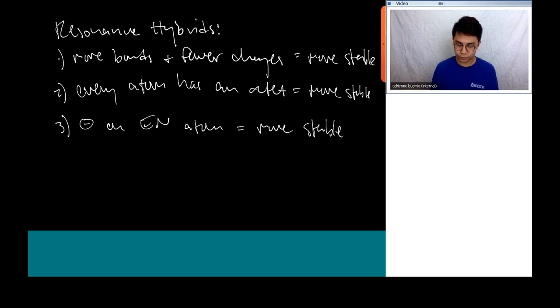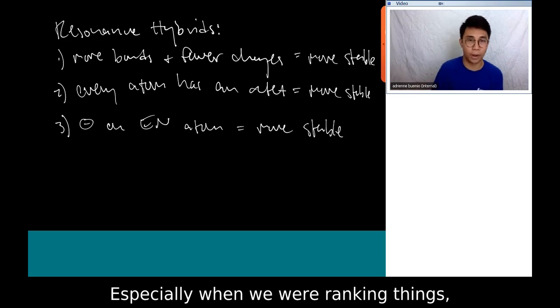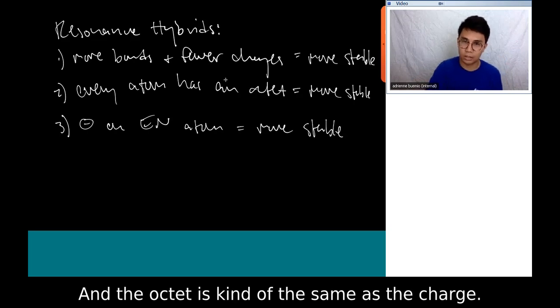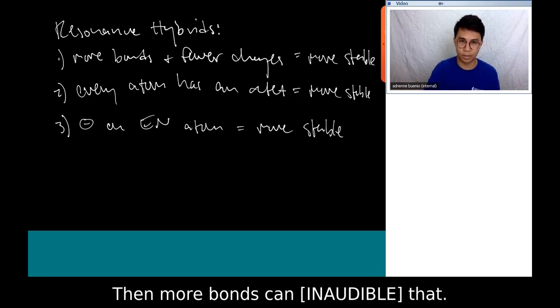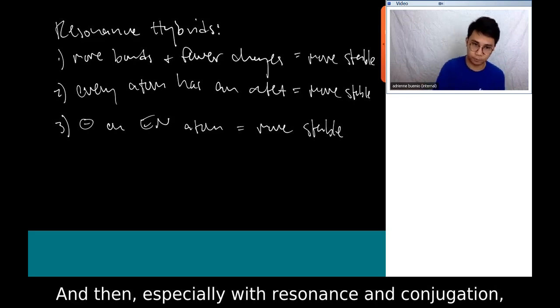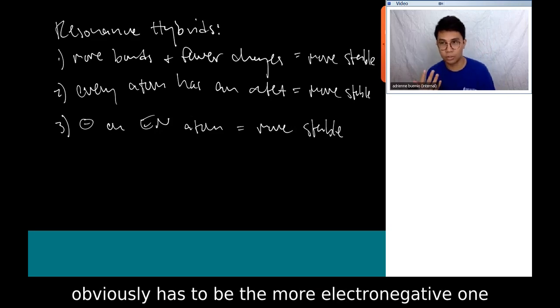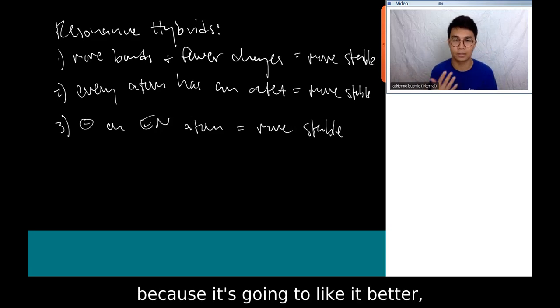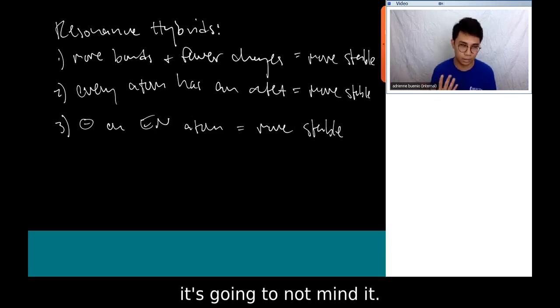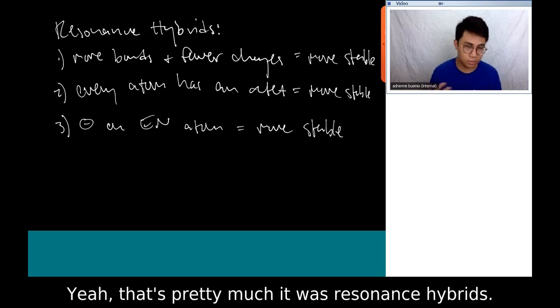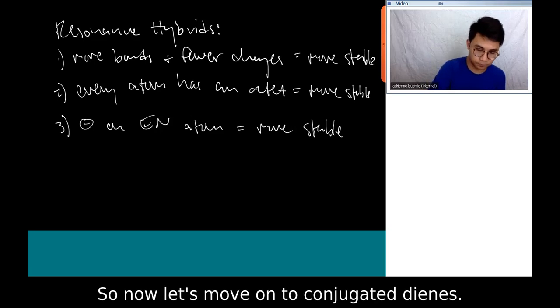Especially when we were ranking things, we kind of talked about the charges, and the oxide is kind of the same as the charges and more bonds, things like that. And then, especially with resonance and conjugation, the one that's holding the negative charge obviously has to be the more electronegative one because it's gonna like it better, right? It's gonna not mind it. So things like that. Yeah, that's pretty much it with resonance hybrids, right? So now let's move on to conjugated dienes.